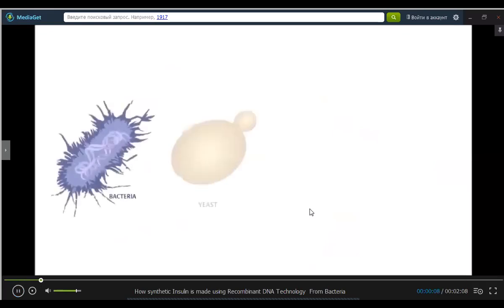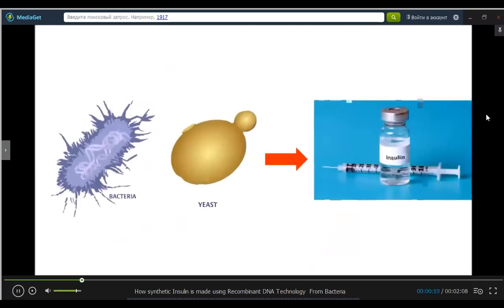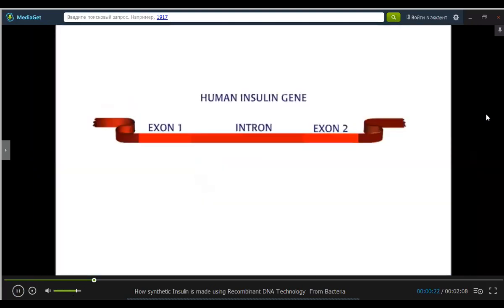Synthetic human insulin was the first golden molecule of the biotech industry and the direct result of recombinant DNA technology. Currently, millions of diabetics worldwide use synthetic insulin to regulate their blood sugar levels. Synthetic insulin is made in both bacteria and yeast. In order to get bacteria to make insulin, a number of factors need to be considered.